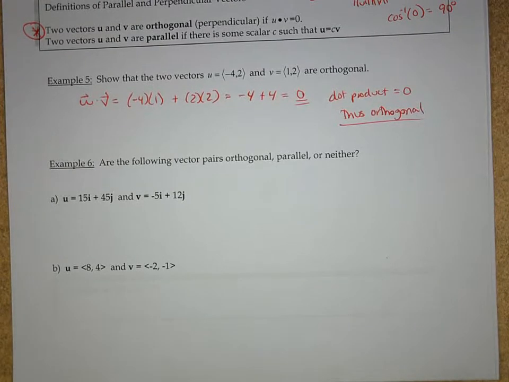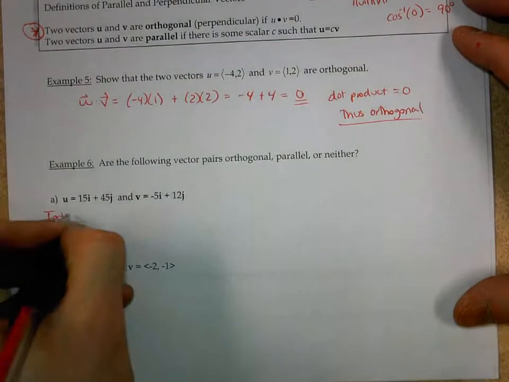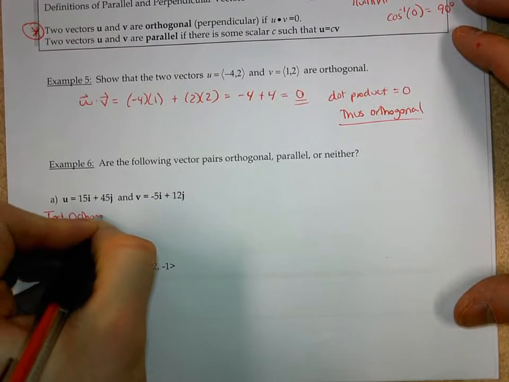So the last question is, are the following vector pairs orthogonal, parallel, or neither? And for this, we've got to do a couple of things. We need to test for orthogonality, if you want to call that a word, which means we're going to check to see if the dot product is 0. If that's not the case, we'll check for parallel lines by seeing if there is a constant that we can multiply or divide out. And if that's not the case, then we know it's going to be neither.